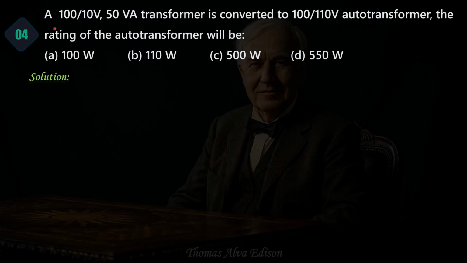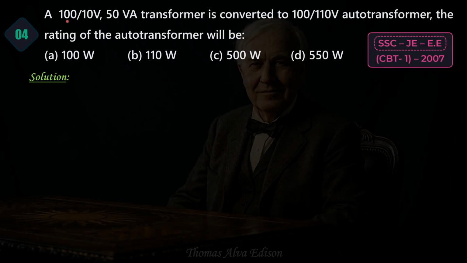First question, a 100 by 10 volt 50 volt ampere transformer is converted to 100 by 110 volt auto transformer. The rating of the auto transformer will be option A 100 watt, option B 110 watt, option C 500 watt and option D 550 watt.